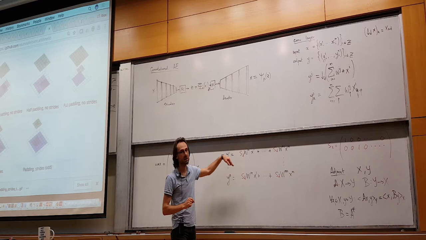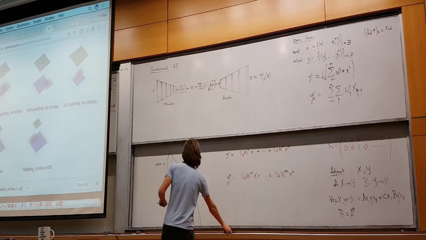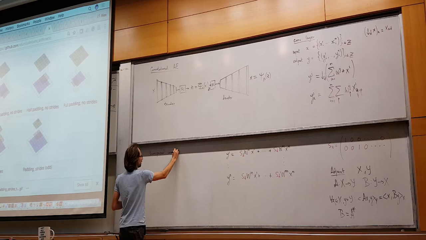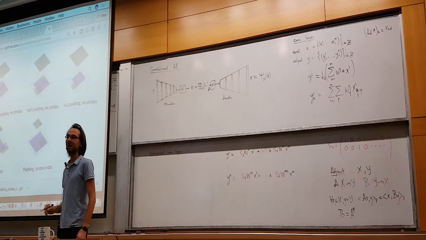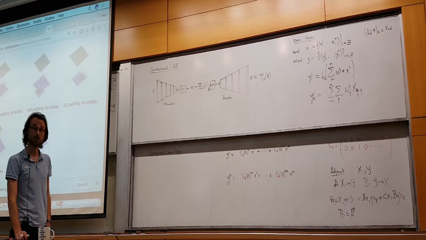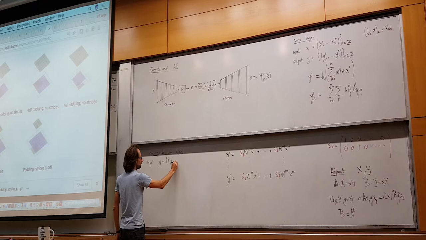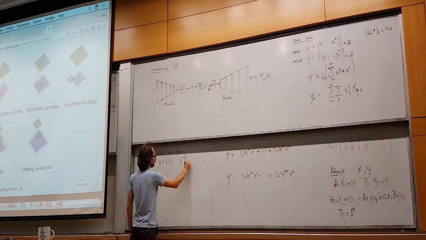Now let's define it in the following way. We'll call it a transposed convolutional layer. A transposed convolutional layer. So I will use now y as the input and x as the output, just to stick to the same notation. So the input will be y, of dimension n, and the output is x.